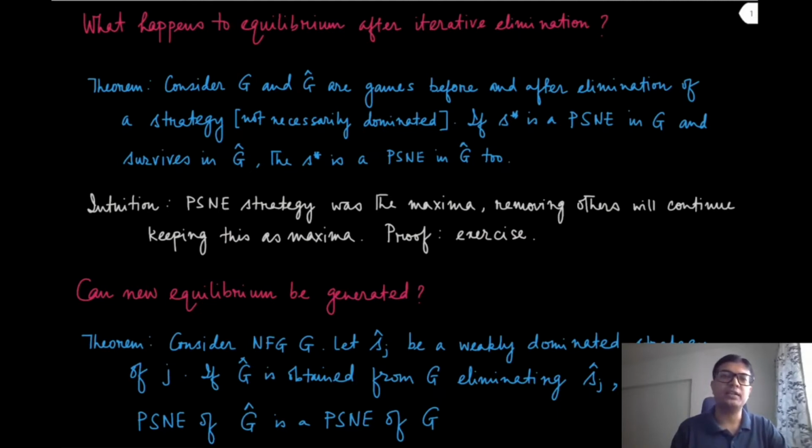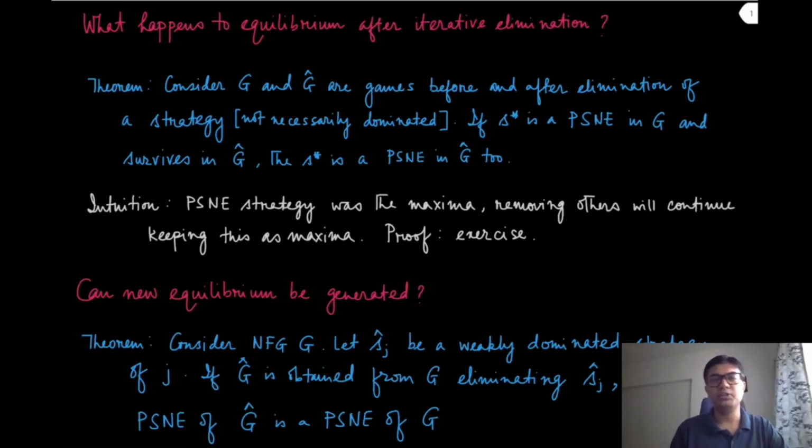First, let us make one simple observation: even if you forget about the domination, if you just remove one strategy for a specific player, and you find out that the Nash equilibrium which was there in the original game continues to survive in the new, reduced game, then that particular strategy profile will also be a Nash equilibrium in that reduced game.